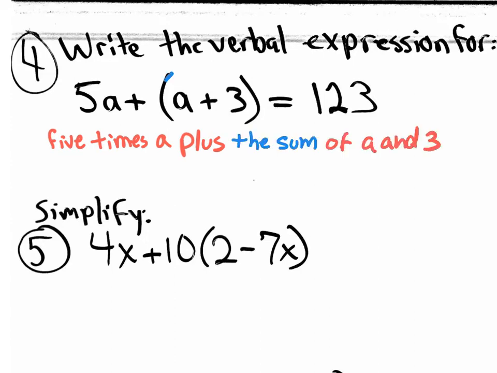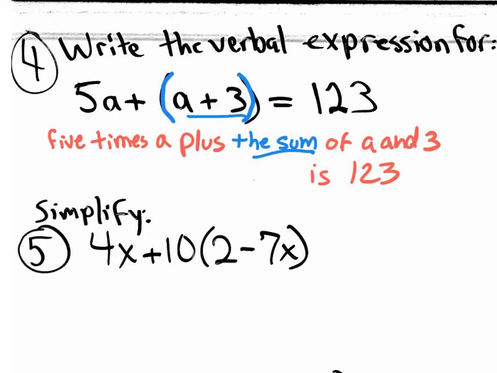So I could also, let me put these parentheses in blue. That way you could see the word sum right there that represents those parentheses on what's happening in there. Okay, so we have 5 times A plus the sum of A and 3. 5 times A plus the sum of A and 3 is 123. So let's just write that down. And that's it. We're done. And of course, on the multiple choice test, it should be even easier because your answers are written. And you just gotta eliminate the ones that don't work. Like, for example, if it said 5 divided by A, obviously it's not on there. You would eliminate that possible answer.